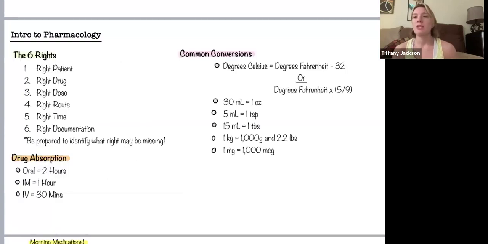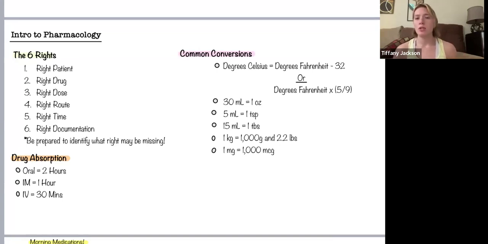So a couple things we want to be aware of. Obviously, we're all familiar with the 6 rights of medications. Be prepared to be able to identify which rights are present and which rights might be missing in a question. Always make sure we've got the right patient, the right drug, right dose, right route, right time, and right documentation. If you're missing any of the 6, you need to be aware of what's missing.